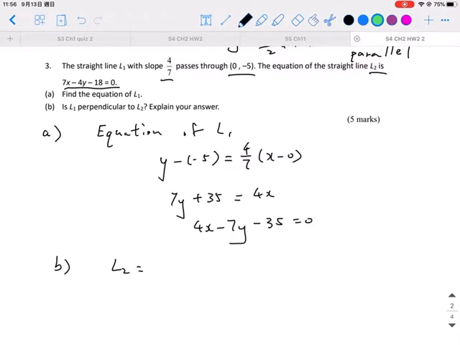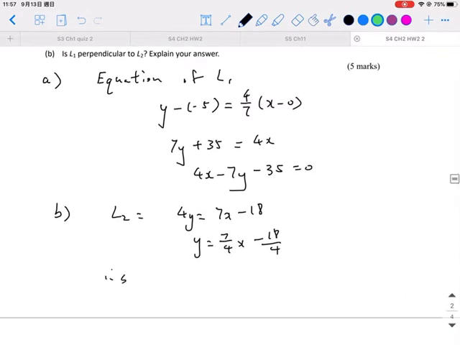That means 4y equal to 7x minus 18. So y is equal to 7/4x minus 18/4. So the slope of L2 is equal to 7/4.